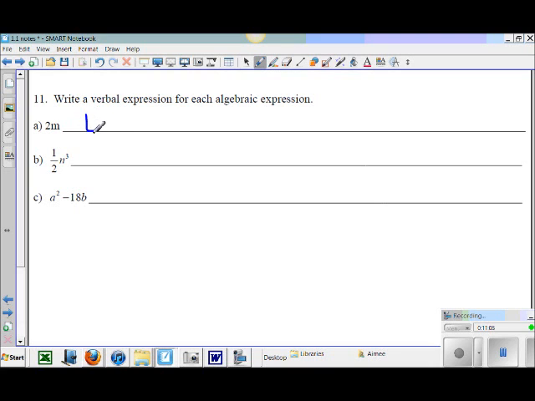So let's say I have the product, because product means to multiply, and I'm going to say the product of, and you can just use your number symbols, 2 and m. So that is one correct way to write that one.